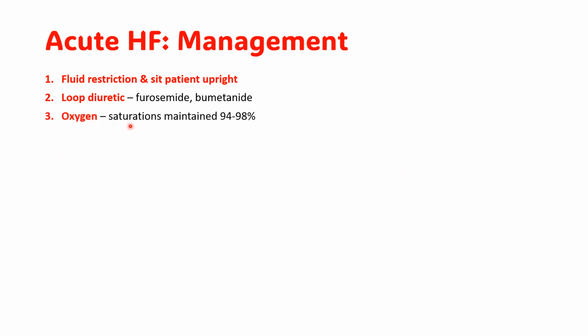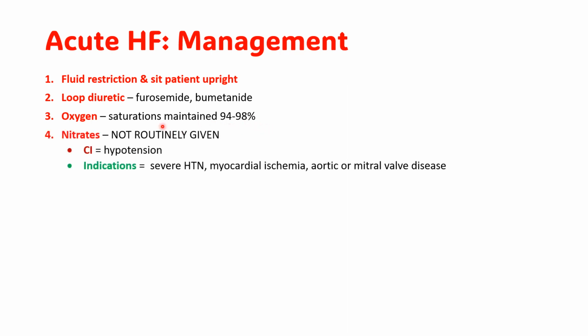You want to try and maintain the oxygen saturations between 94 to 98%. Nitrates, you don't routinely give them, and sometimes you can give them in severe hypertension, if the patient's had an MI, or if they have aortic or mitral valve disease. In the absence of these, you don't typically tend to use them.